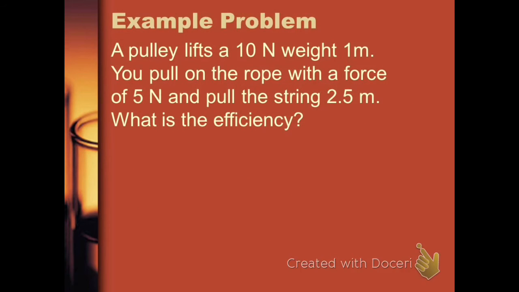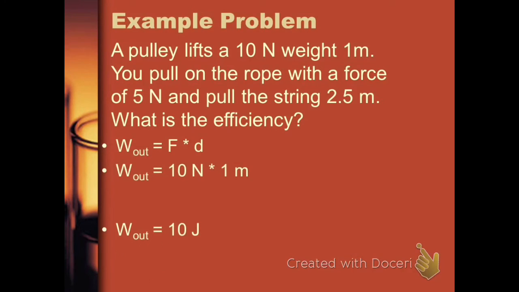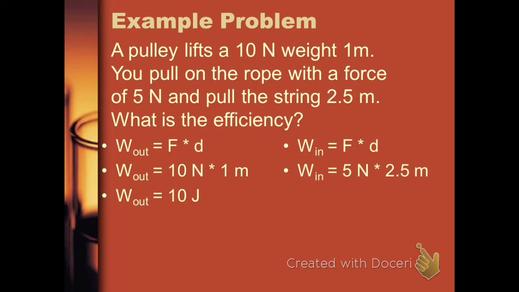Here's a second sample problem. A pulley lifts a 10 Newton weight 1 meter. You pull on the rope with a force of 5 Newton and you pull the strings 2.5 meters. What's the efficiency? So here we have two forces and two distances, and with that we're going to figure out the work done by the machine and the work done by you. The machine applies a 10 Newton force over 1 meter, so it does 10 joules of work. You, however, applied a 5 Newton force over 2.5 meters, so you did 12.5 joules of work.